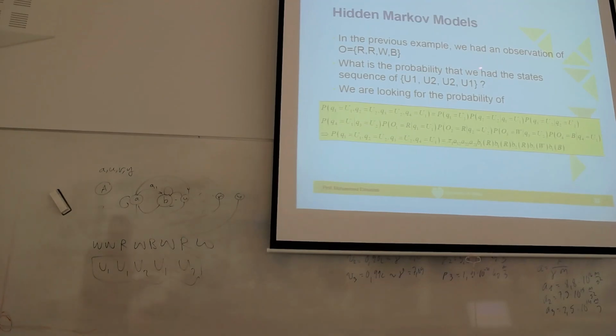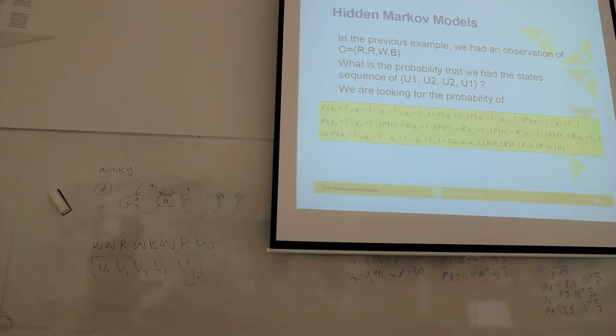In the previous example, what is the probability that the observation sequence is red, red, white, black? And I asked you, what is the probability that the state sequence was urn 1, urn 2, urn 2, urn 1, or state 1, state 2, state 2, state 1? What is the probability of that?